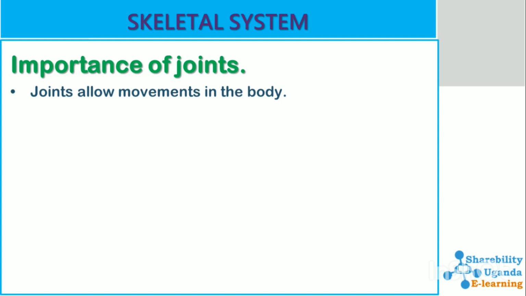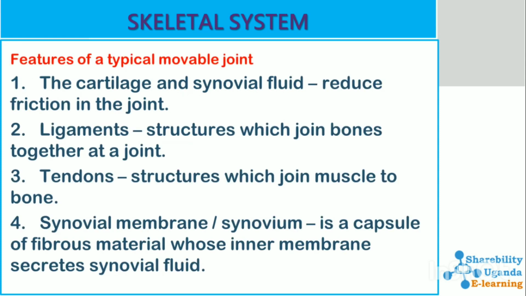The general importance of joints, or the major importance of joints, is to allow movements in the body. Features of typical movable joints, or the things that make up movable joints, include the cartilage and the synovial fluid, which reduce friction in the joints during movements. We have ligaments, which are the structures that join bones together at a certain joint, and then we have tendons, which are the structures that join muscles to the bones.